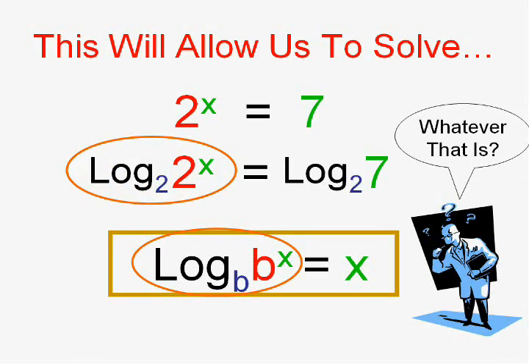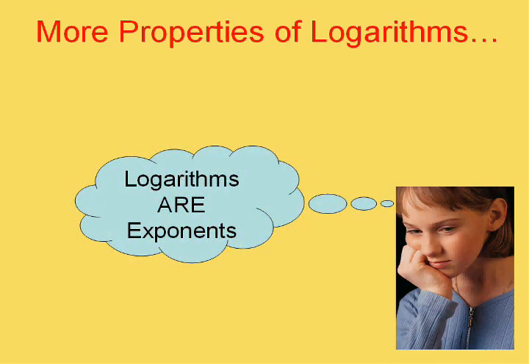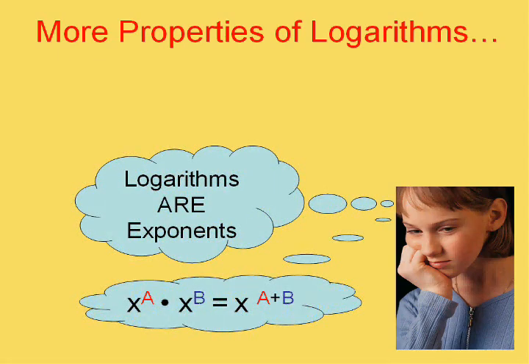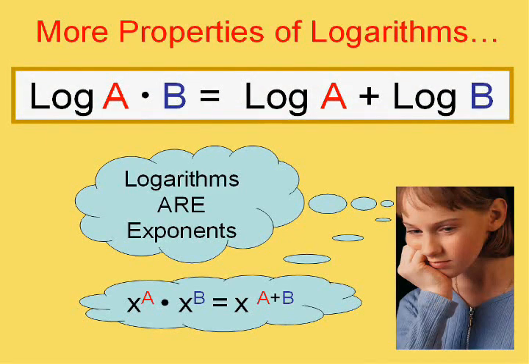Okay, let's move on to the other properties. Basically, this is going to be divided into 3 properties, and this is the one you're going to use way more often. Since logarithms are exponents, remember the rule of exponents? When you multiply expressions that contain exponents, you add the exponents. Well, guess what? Logarithms are exponents, so when you multiply an expression that contains a log, you add the logs.